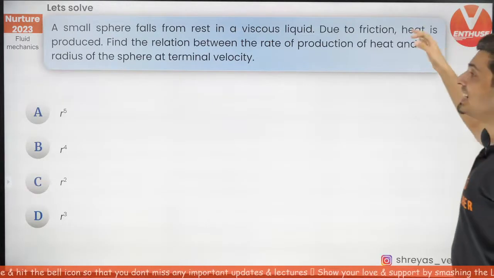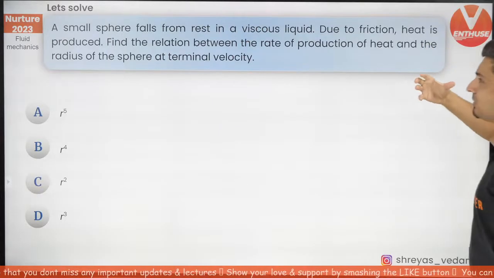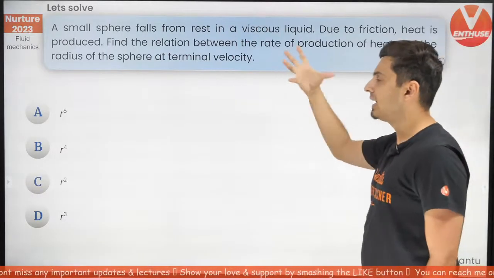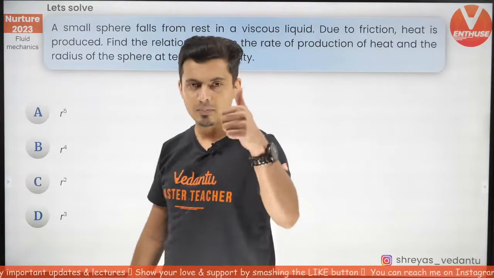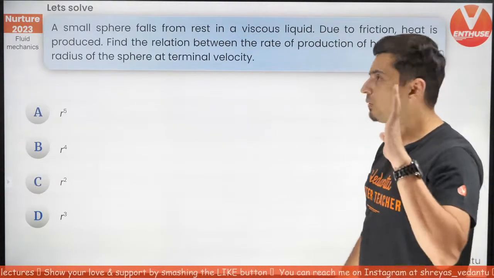Due to friction, heat is produced. Find the relationship between the rate of production of heat and the radius of the sphere at terminal velocity. Let's see how many of you can think about it. What did I tell you?